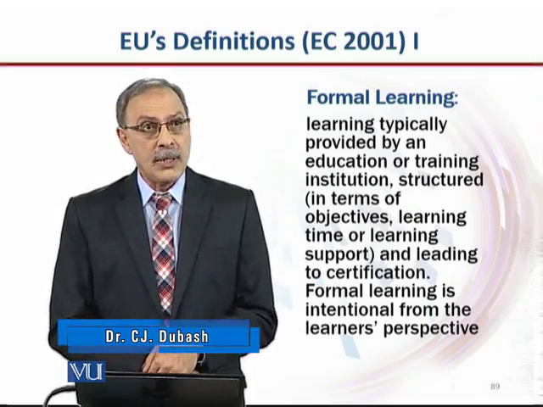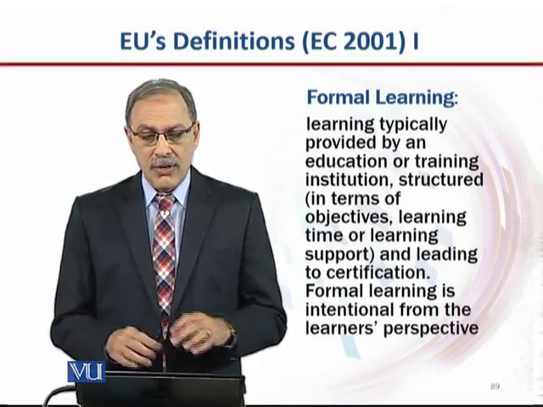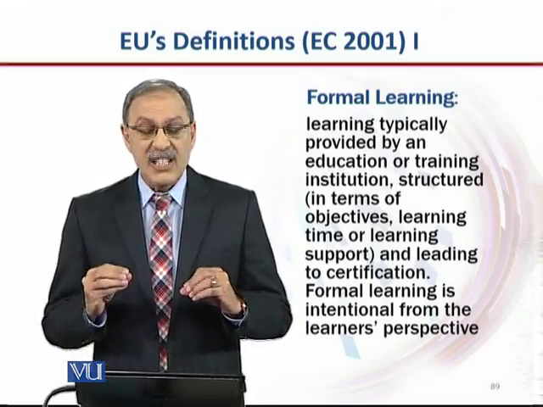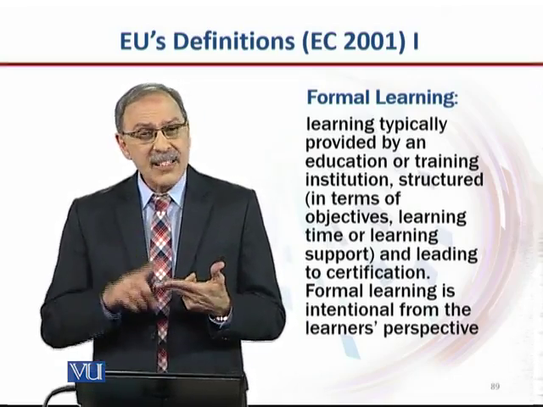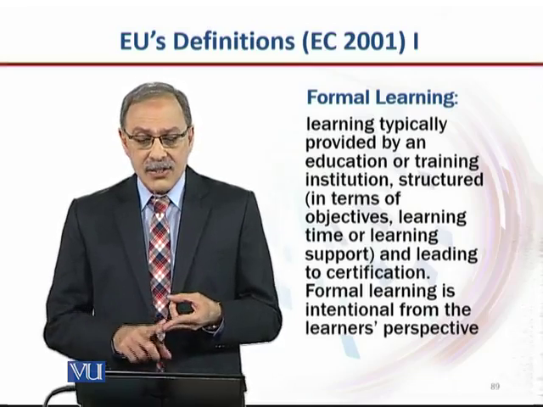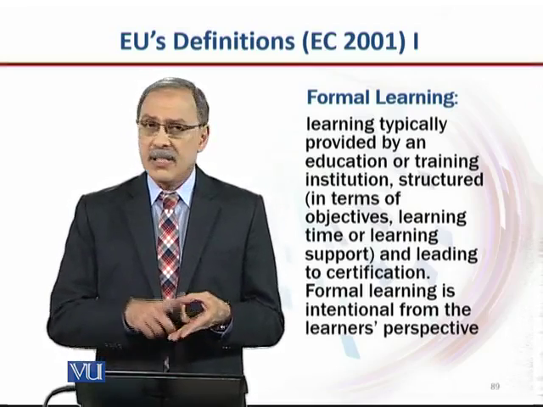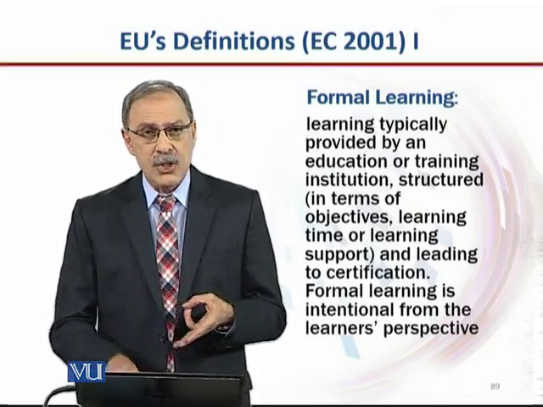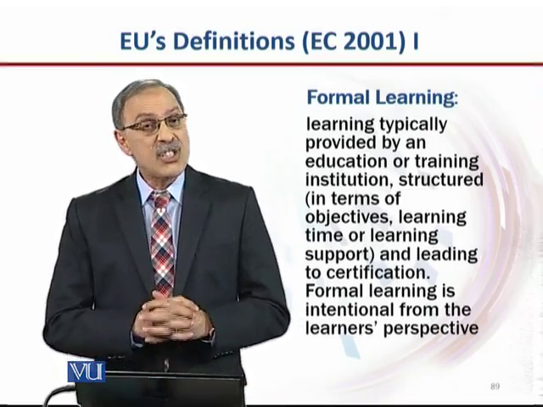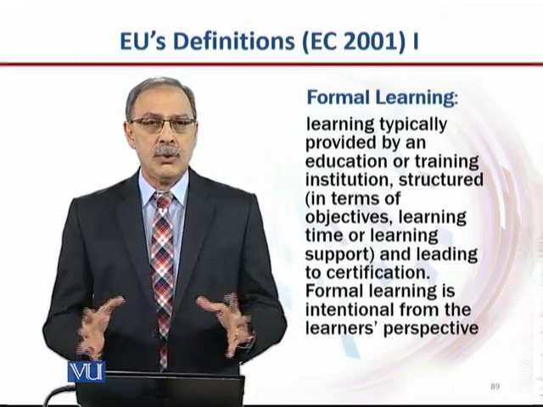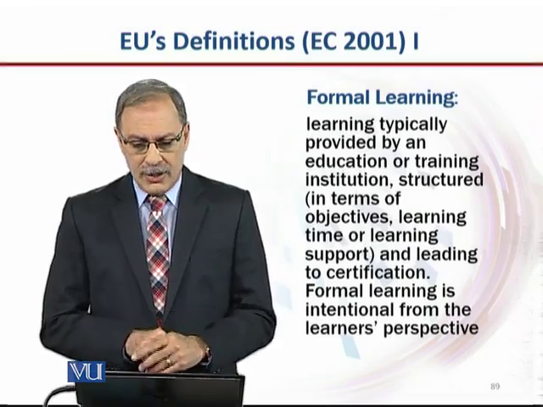Formal learning, according to the EU, typically is provided by an education or training institution and is structured. So there are two key terms right here. There has to be an institution and there has to be some structure. The institution could be a school, college, university, technical training, vocational training place, on-the-job training, whatever it might be. And structured, it cannot be left loose. It cannot be open. And they gave the guidelines for the structure.